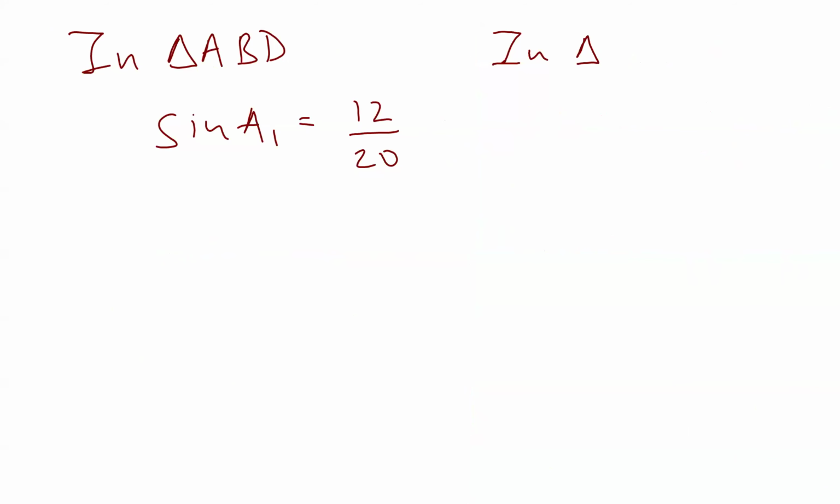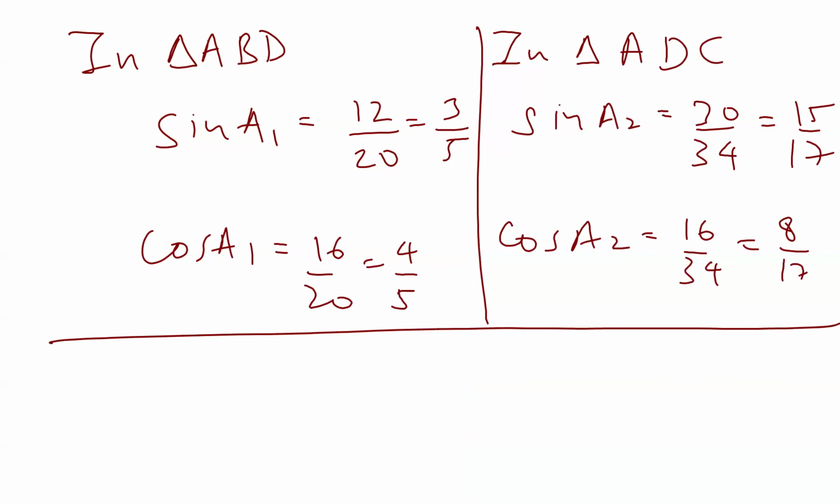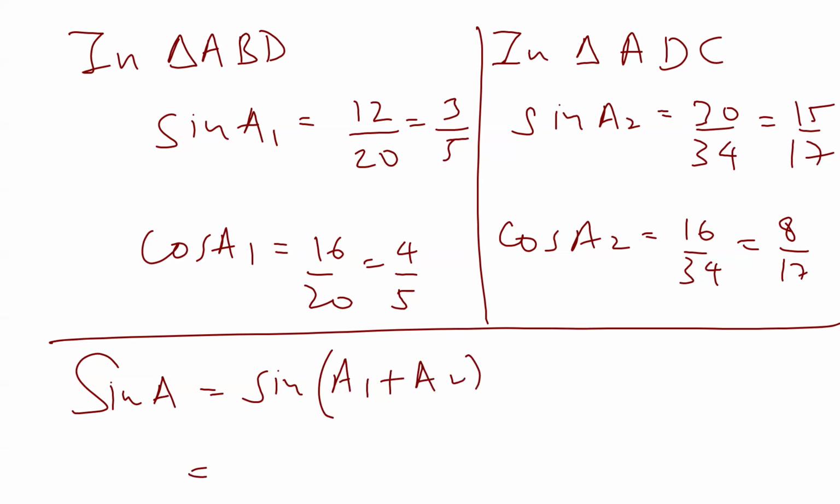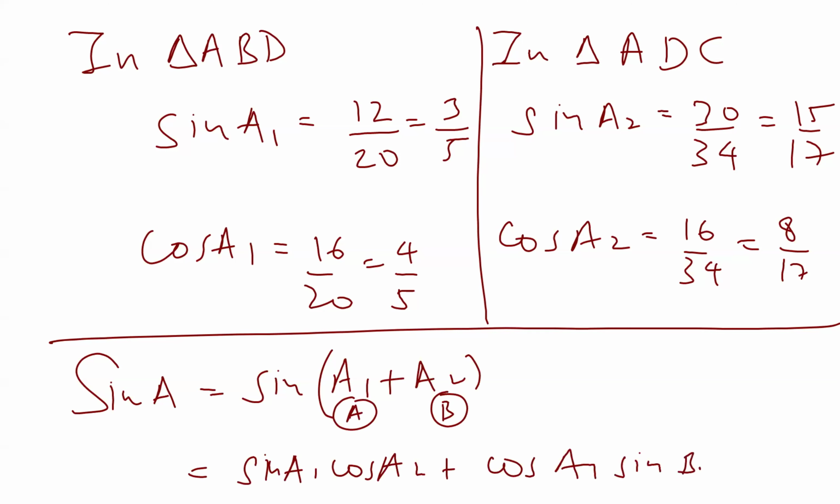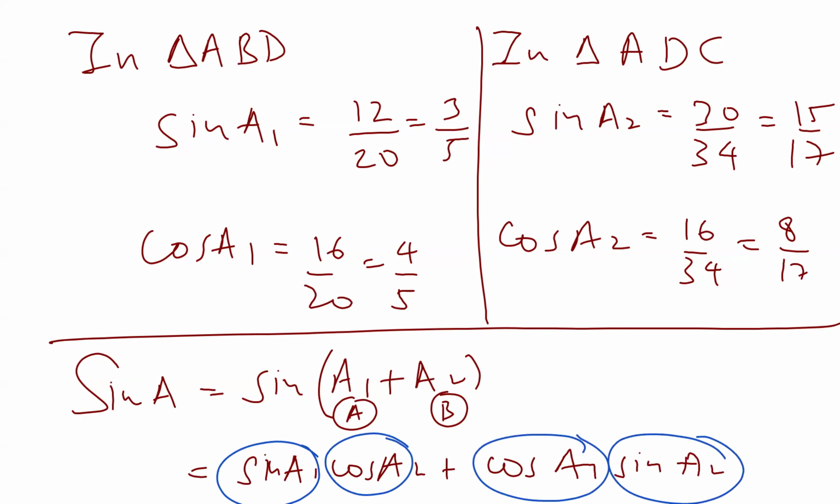So now they're asking sine A. See how to calculate sine A. Sine A is equal to, now A total will be A1 plus A2. Now we can use the compound angle formula over here: sin(A plus B) is sin A cos B plus cos A sin B. We have all the four values now, all the four values we have calculated. You can put these values and get the answer of sin A.